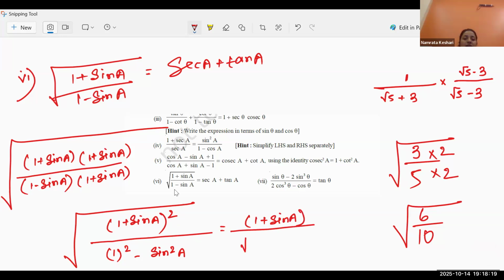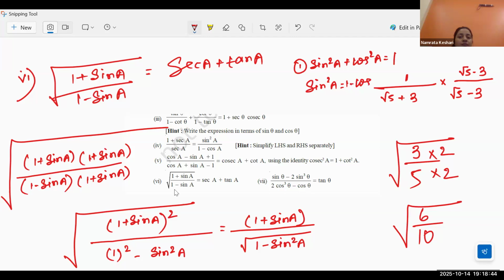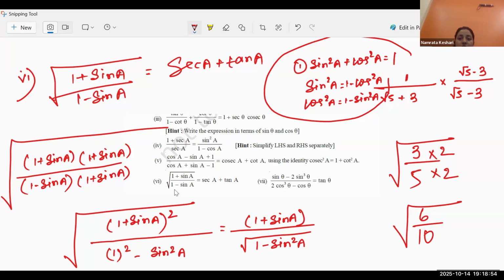So you need to understand your denominator will be 1 minus sine square A, which is according to identity number 1, sine square theta plus cos square theta is equal to 1. And from this one rule, two more versions of the same rule exist. That is sine square theta is equal to 1 minus cos square theta, and cos square theta is equal to 1 minus sine square theta. These are all the same rule, just different versions.